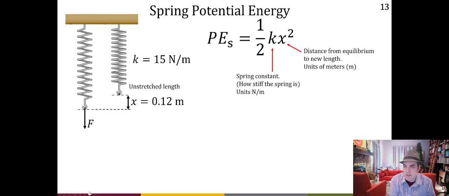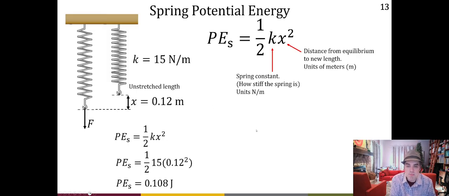So let's calculate this. Let's say I take this spring and I pull down on it and I stretch it 0.12 meters from its unstretched length, from its equilibrium length. And I tell you that the spring constant is 15 newtons per meter. I can just plug that into our spring equation. 1/2 kx squared, k is 15, x is 0.12, and I can multiply that out to get a potential energy of 0.108 joules.